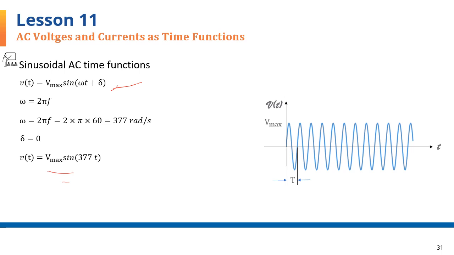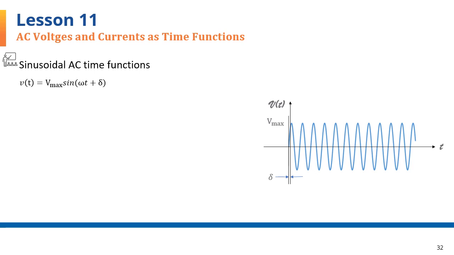If delta were to be a non-zero positive number, the effect would be shifting of this graph to the left by delta radians. A negative value of delta, on the other hand, would represent a corresponding shift to the right.